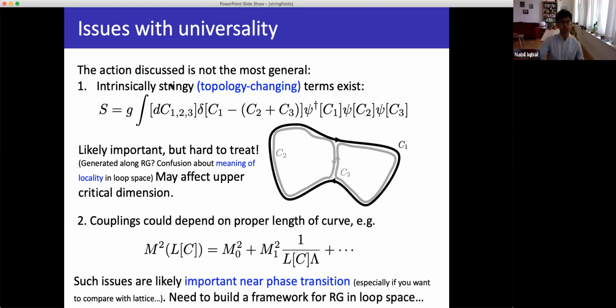There are terms that are intrinsically stringy that have no zero form analog, and the terms look like this, okay? So what's happening here? This is an integral over 3 parameters and not 1, okay? But it's a delta function in loop space, all right? And what does that mean? This tells you that the integral is non-zero only if C2 plus C3 equals C1, which means that they fit together in this way, okay?